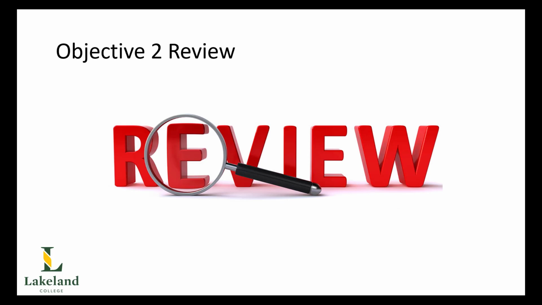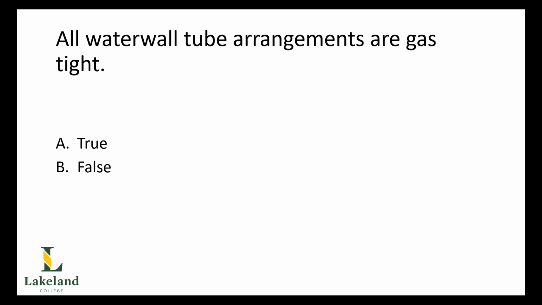Okay, so that's it for objective 2. Fairly straightforward. Just really take a good look at these diagrams and see what their layers of construction are and also where the seal is. So let's take a look at some simple questions here to see the kinds of things you may get asked from objective 2. So first, all water wall tube arrangements are gas tight.